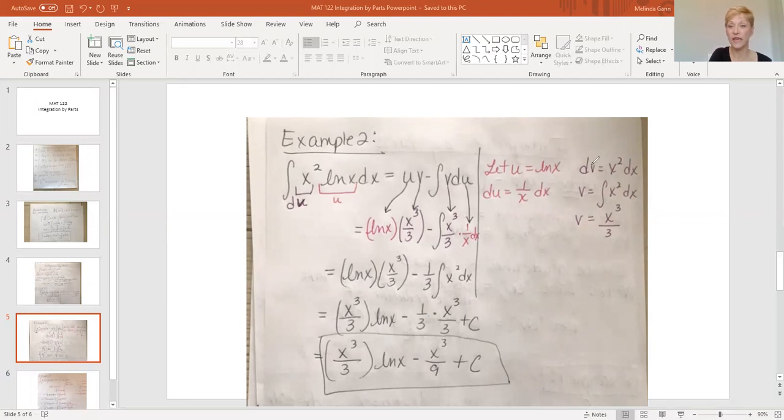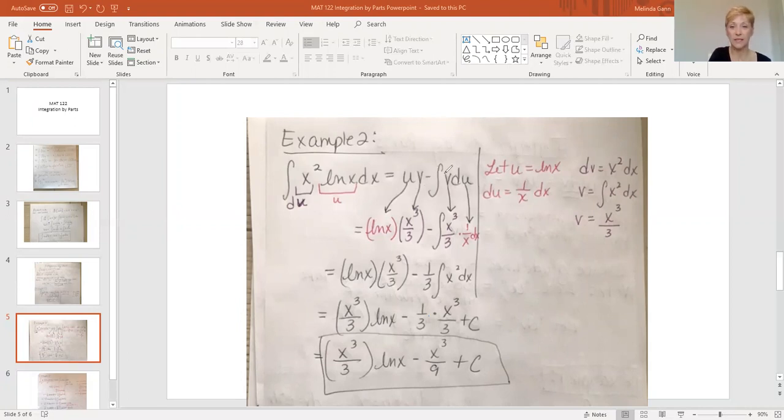All right, now how do you go from dv to v? Remember, you integrate. So when you integrate x squared, that's just power rules, so I get x cubed over 3. All right, so here we go to our formula. The integration of u times dv is uv minus the integration of v du. So my u was the natural log of x, so in place of u, I put ln of x. My v, when I integrated over here, was x cubed over 3. So in place of v, I put x cubed over 3.